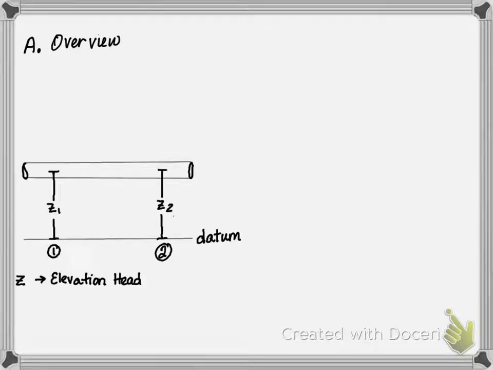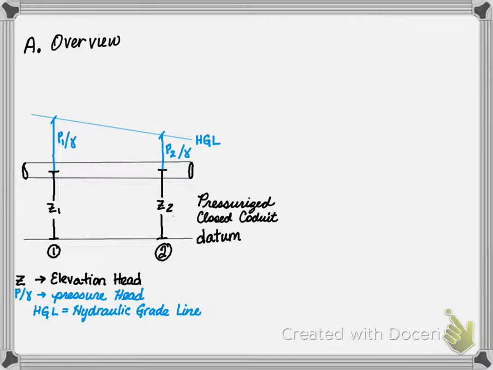Prior to the understanding of an open channel, it is key to compare the differences between pressurized systems versus open channel systems. A datum needs to be established. This is where all measurements are made from. The water within the pipe is moving from point 1 to point 2. The elevation head is measured from the datum to the center of the pipe, Z. Next, the pressure head is determined from the center of the pipe to a location above the pipe.